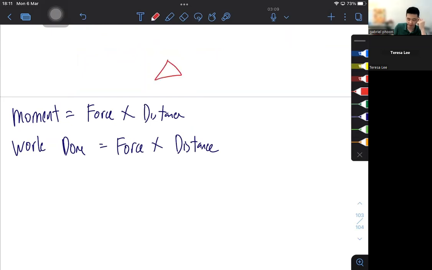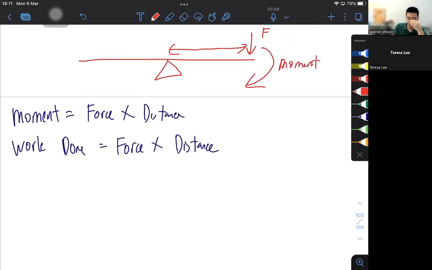a turning effect, right? For example here, if this is the force, this will be the distance that causes the seesaw to turn in this direction. This is essentially a moment, right? You'll notice that, guys, the force and distance for moments are usually perpendicular to each other.